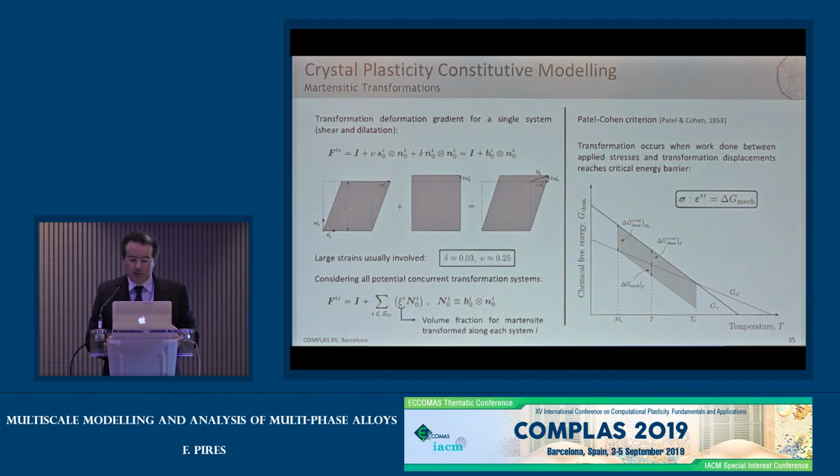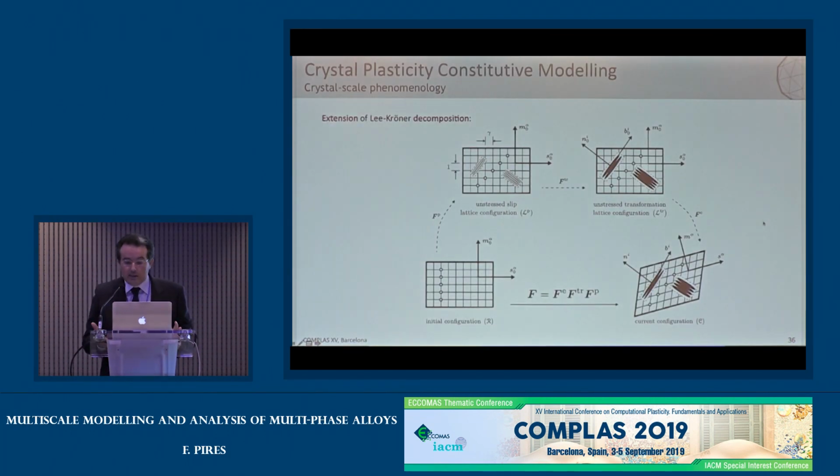Patel and Cohen observed that mechanical loadings have an influence on the transformation starting temperature, and they proposed a very simple transformation criterion, which was at that time limited to small strains and uniaxial stresses, which states that the transformation occurs when the work done between the applied stresses and the transformation displacements reaches a critical barrier. And that was the criterion that they developed, which we have extended to large strains.